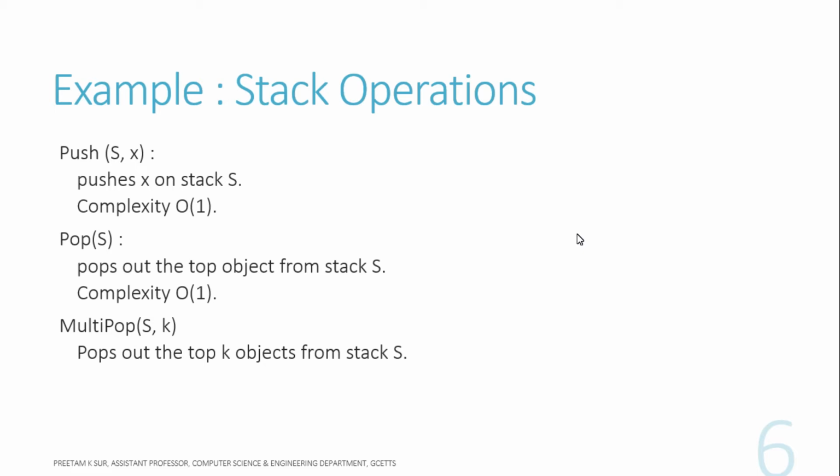Now, while doing that, it may be a scenario that the number of elements available in the stack is less than the value of k, right? So what will happen in that case? When the value of k is greater than the number of elements available in the stack, then it is going to pop out all the items. Okay, so it is going to pop out all the items if k is greater than size of s.